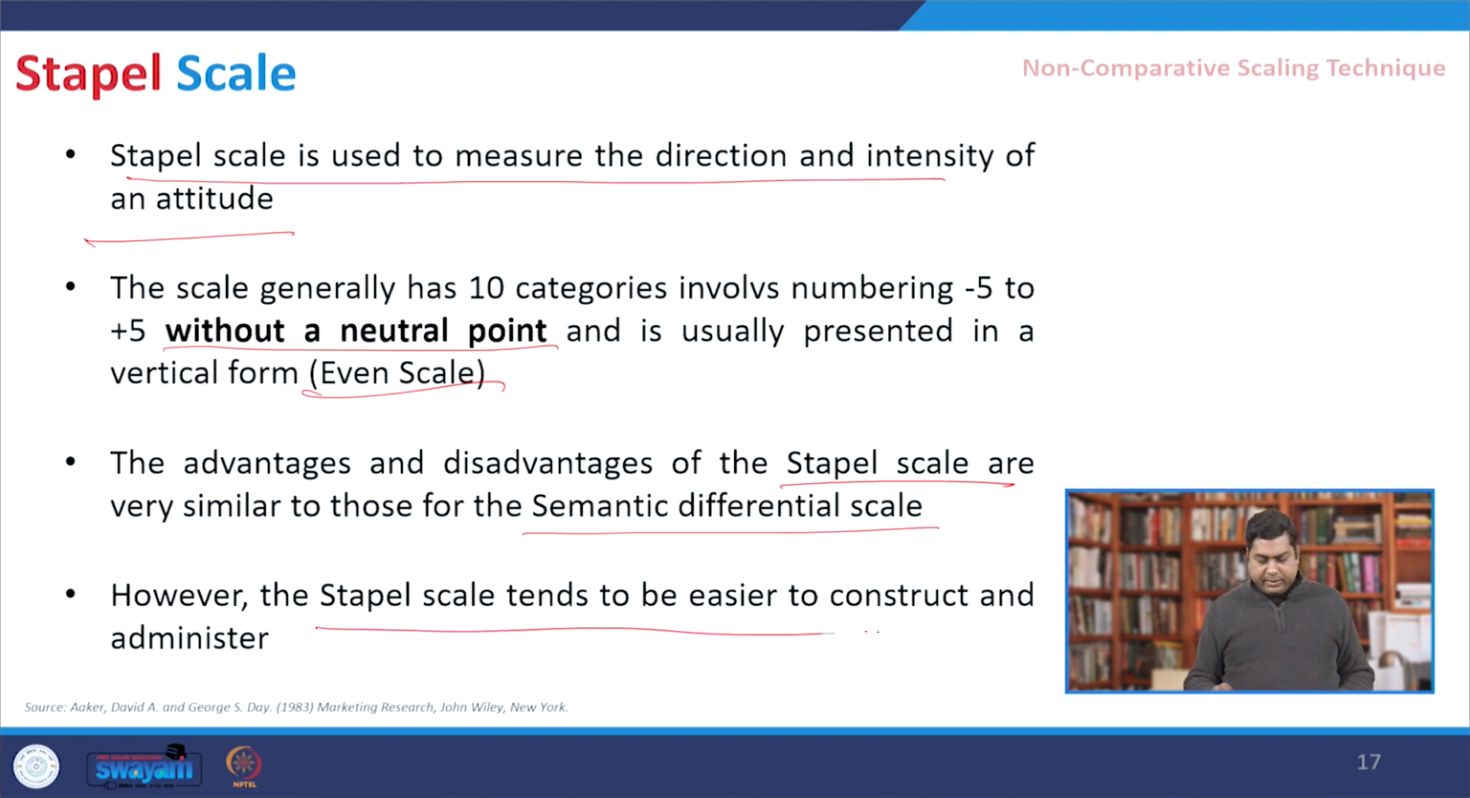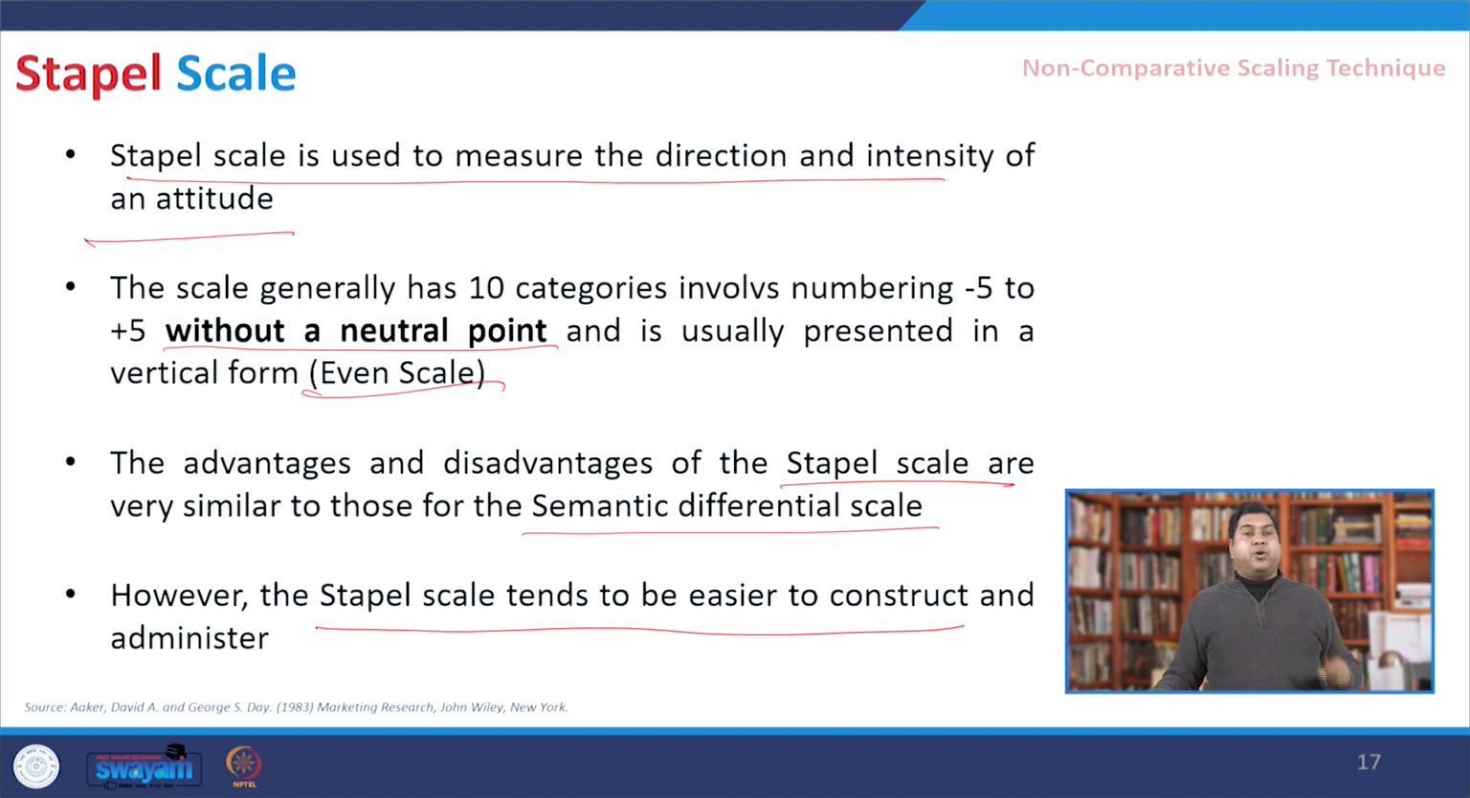However, the staple scale tends to be easier to construct and administer, because in this case there is no neutral value. So, you will always get some sort of overall trend. If you have a neutral value and you survey 100 persons and all of them give the neutral value, you are not going to get any particular direction, whether it is negatively or positively impacting something. But in this case you will obviously get a value.